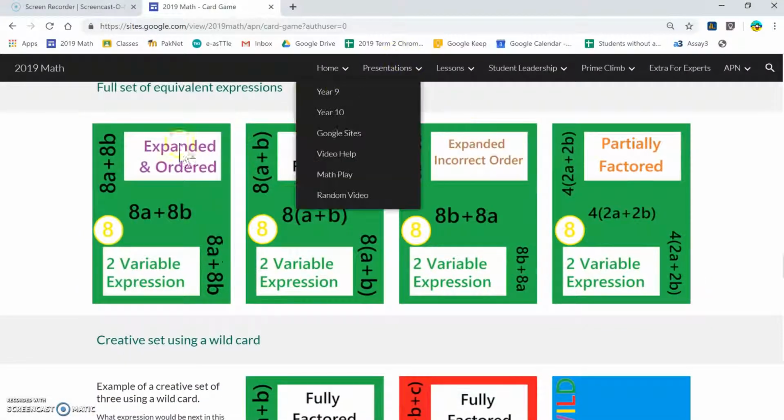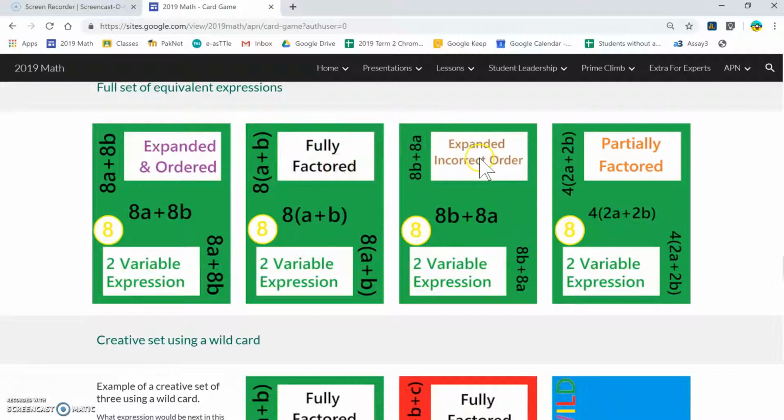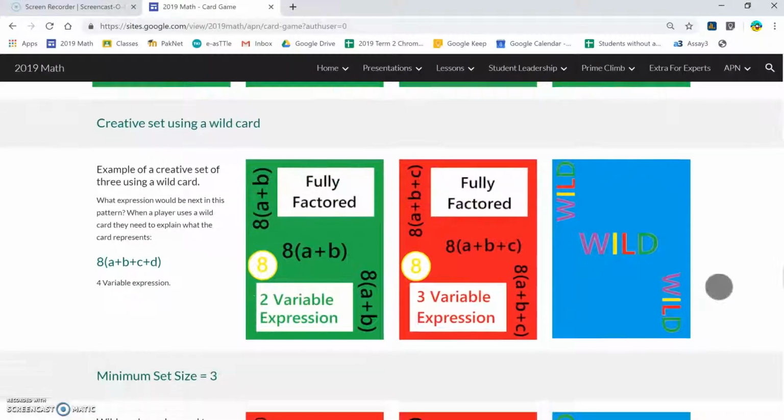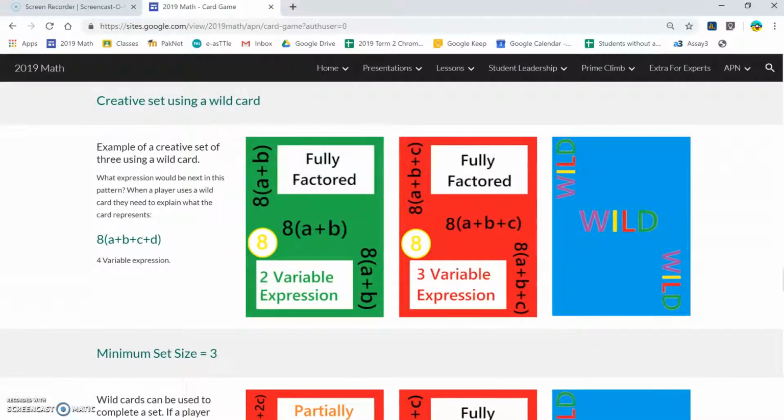Here we have different formats: expanded and ordered, fully factored, expanded incorrect order and partially factored, but they're all two variable expressions and they're equivalent. You can see the hack is the 8. So it's easy entry for someone who knows nothing about algebra. They're looking for, out of this, this, and this, two of them the same. And that's still valid mathematical thinking. And it's about conversation, it's about language, it's about algebra. It's doable.